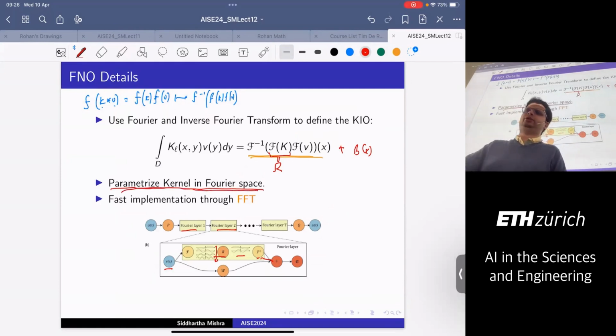And this bias vector is not that important. For simplicity today, let's set it to 0. Let's focus on what is important. So we set the bias function to 0. This can be readily added.